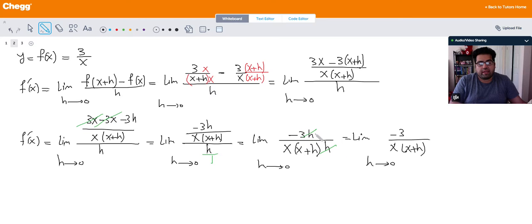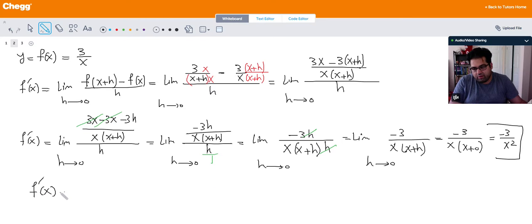Since I have already canceled the h, I can easily plug in h equals 0 here and calculate this limit. Negative 3 over x times x plus 0, so that gives me negative 3 over x squared. And that is basically the derivative of the function that we got.